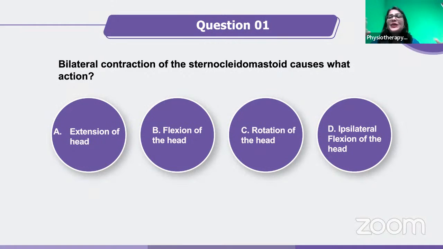Kaun banega crorepati? Bilateral contraction of the sternocleidomastoid causes what action? Read the question carefully. You have only 20 seconds. Option A, extension of head. Option B, flexion of head or neck. Option C, rotation of the head. Option D, ipsilateral flexion of the head. Read my question carefully. Bilateral contraction of sternocleidomastoid causes what action?